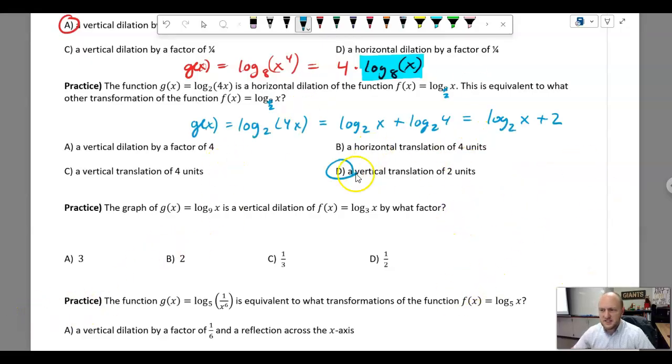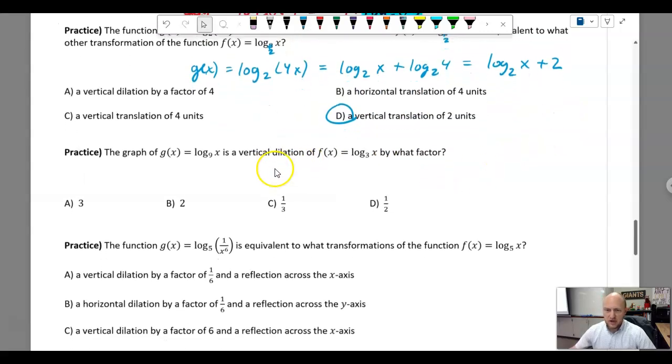Okay, hopefully you got D, a vertical translation by 2. We can take the argument 4x and split it into 2 logarithms, log base 2 of x plus log base 2 of 4, which is 2. So we're shifting up 2 units. Okay, next practice one here.